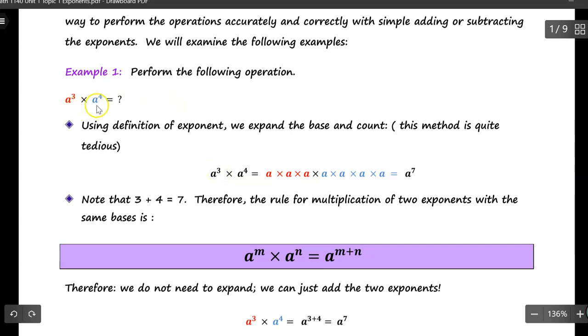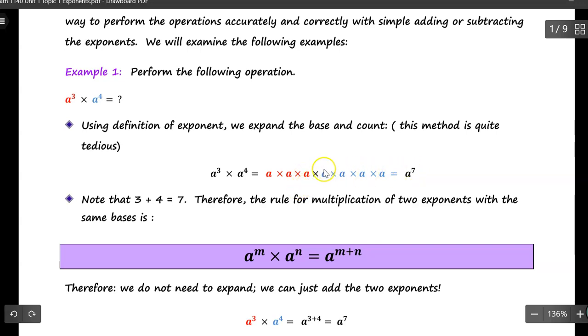And then I multiply by a to the exponent 4. Notice that I have the same base to work with. The exponent 4 tells me that I multiply a by itself 4 times: 1, 2, 3, 4. Let's count all the terms together. Then I have a times a, so it's 1, 2, 3, 4, 5, 6, 7. Altogether, I have 7 of these a's, so I can write it as a to the exponent 7.